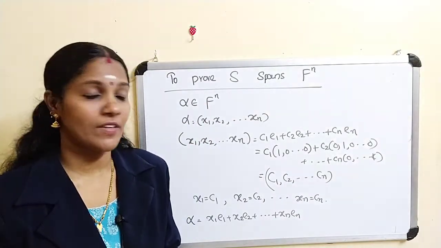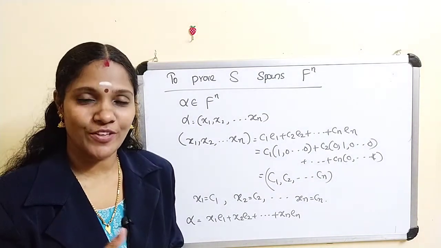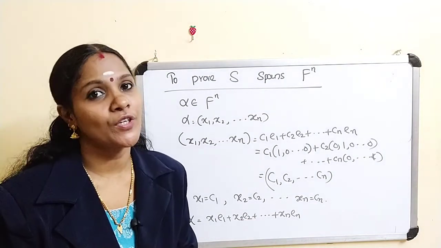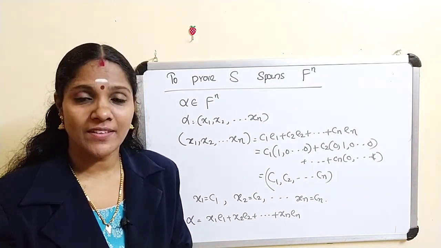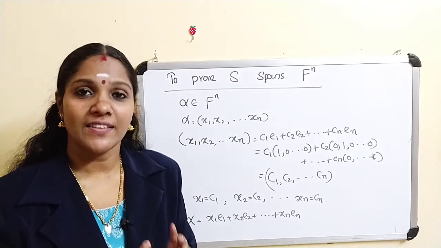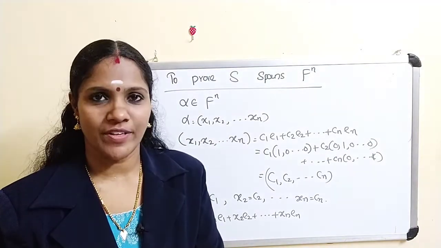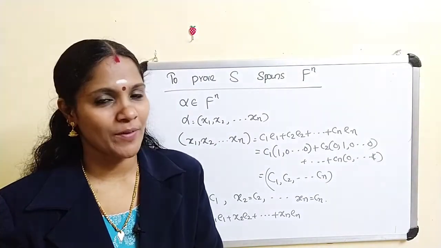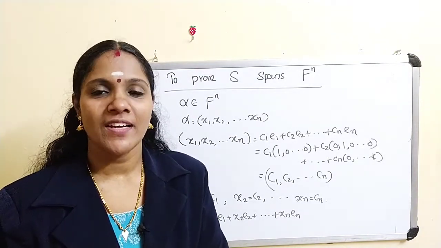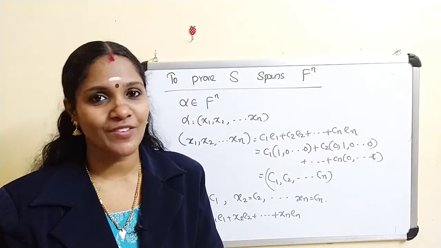Thus for any alpha belonging to Fn, alpha is a linear combination of e1, e2, etc., en. That means the set e1, e2, etc., en spans Fn. Thus e1, e2, etc., en, or S, spans Fn, and also that set is linearly independent. Therefore, that forms a basis for Fn. This is called the standard basis or usual basis of Fn.